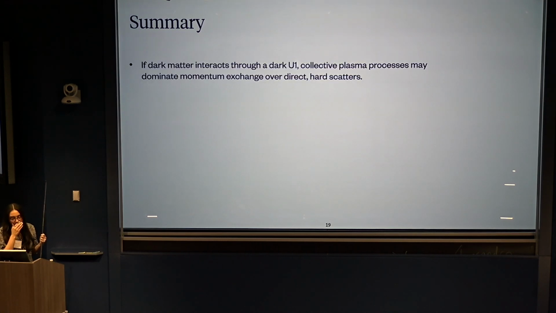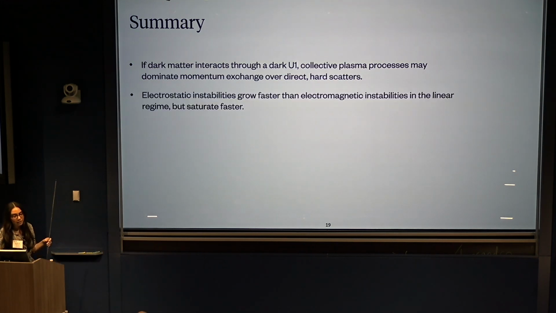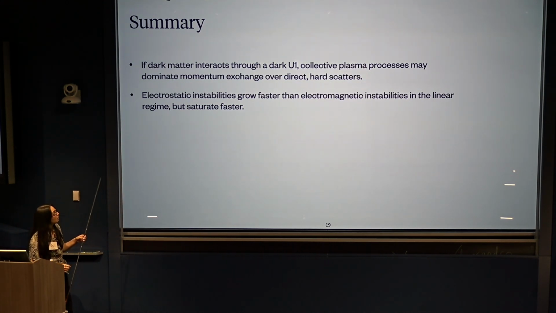Okay. So if dark matter does interact with this dark U1, these collective processes may dominate momentum exchange over these direct hard scatters. And these electrostatic instabilities do grow faster than the electromagnetic instabilities in the linear regime, but they saturate faster.